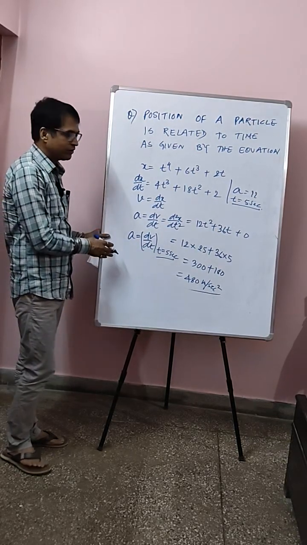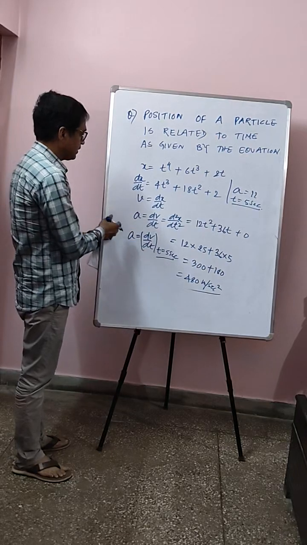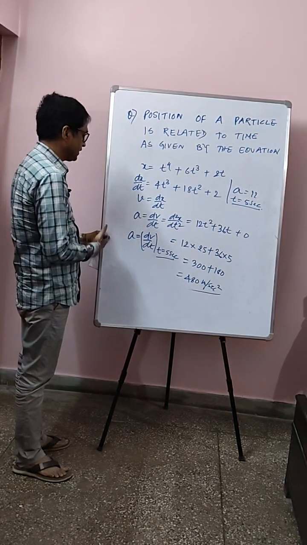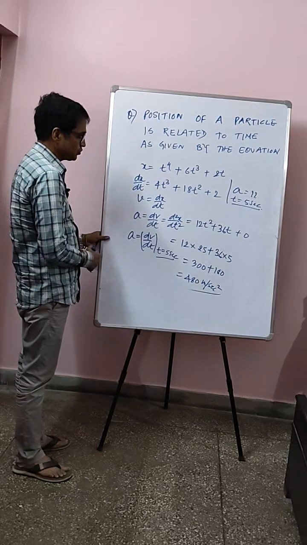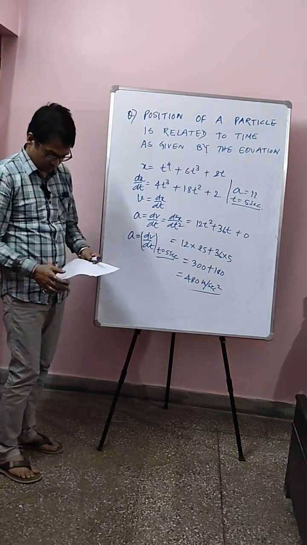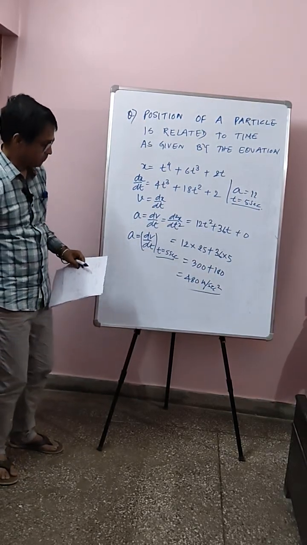So it's straightforward calculations that we have done. Position is given, we take the first derivative, that is velocity, second derivative, that is acceleration, and then we substitute the value of t equals 5 seconds, and we get acceleration equals 480 meter per second square.